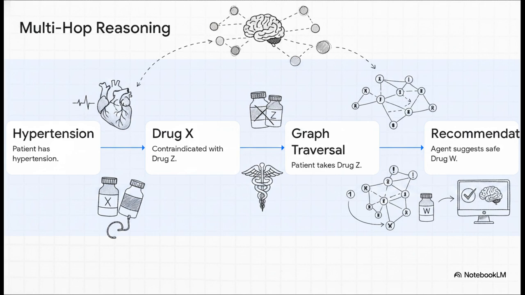Let's apply this to a high-stakes scenario to really see why this matters. Imagine a medical AI using a temporal knowledge graph. It doesn't just pull up documents with similar-sounding words. No, it performs exact multi-hop reasoning.